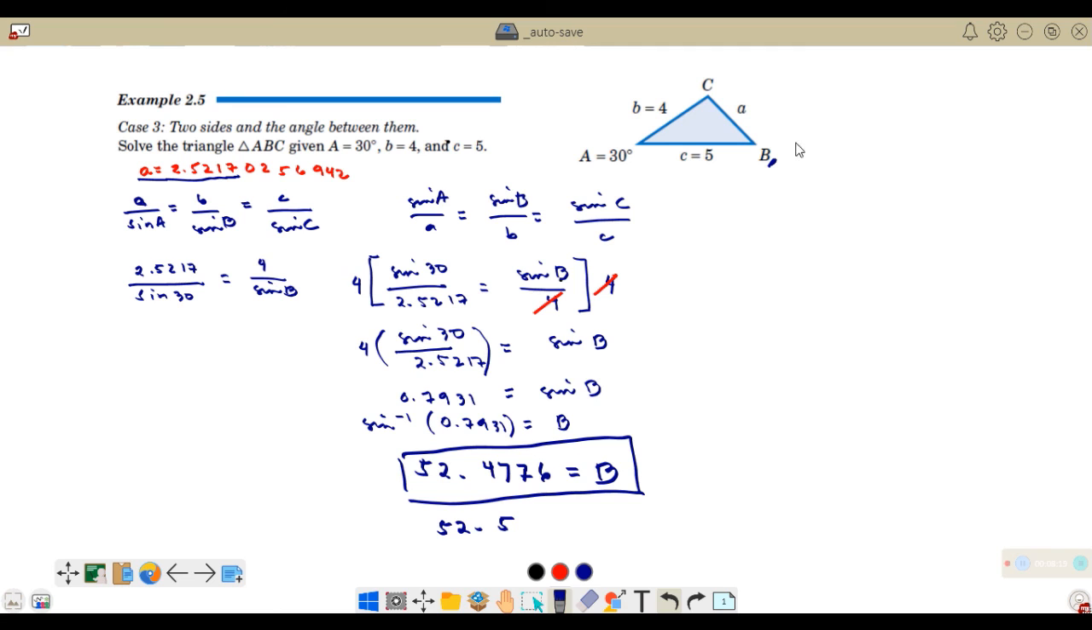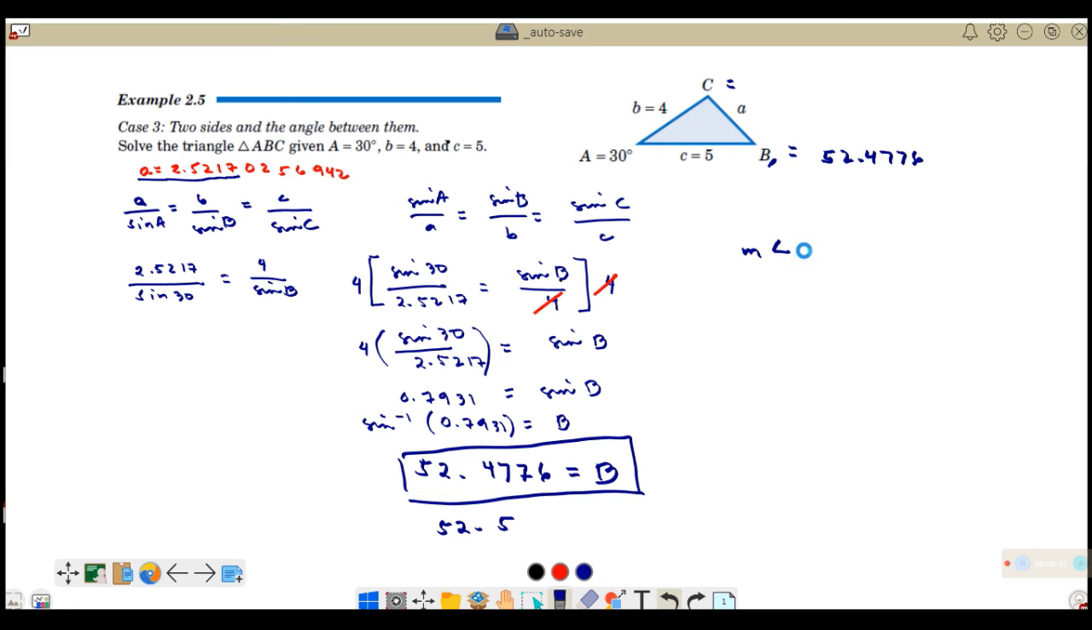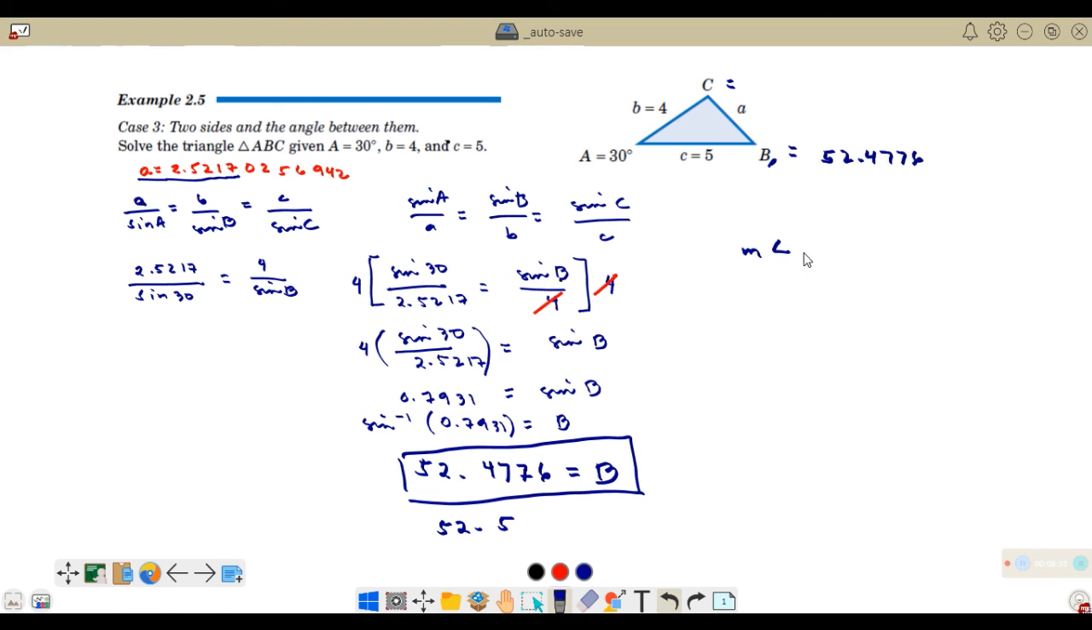So now that we know that B is equal to 52.4776, all we have to do is apply the idea that the sum of all the interior angles in a triangle is equal to 180. So the measurement of angle A plus the measurement of angle B plus the measurement of angle C is equal to 180 degrees. Or the measurement of angle C is equal to 180 degrees minus the measurement of angle A minus the measurement of angle B. That is just the addition property of equality.